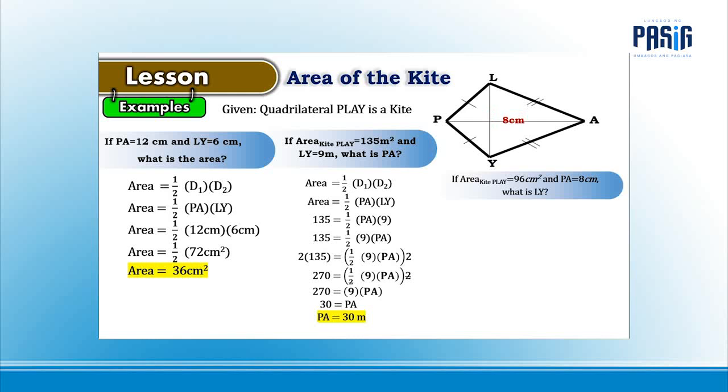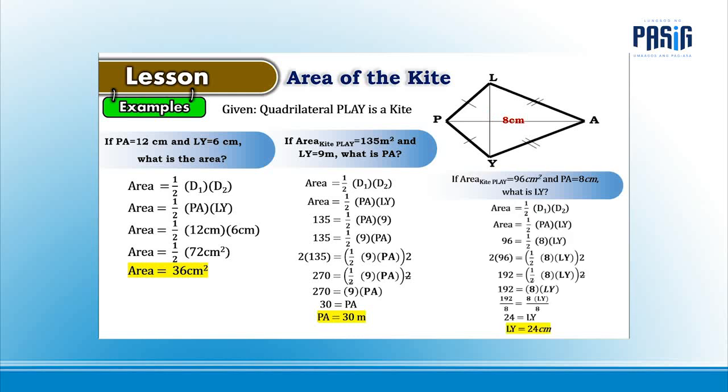If the area of the kite is 96 square centimeters and PA is equal to 8 centimeters, what is the length of LY? Area is equal to 1/2 of diagonal 1 times diagonal 2. 96 is equal to 1/2 of 8 times LY. Multiplying both sides by 2 to simplify the equation, we can obtain 192 is equal to 8 LY. Applying multiplication property of equality, we can obtain LY is equal to 24 centimeters.